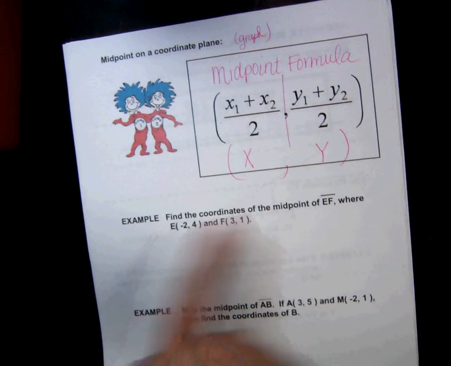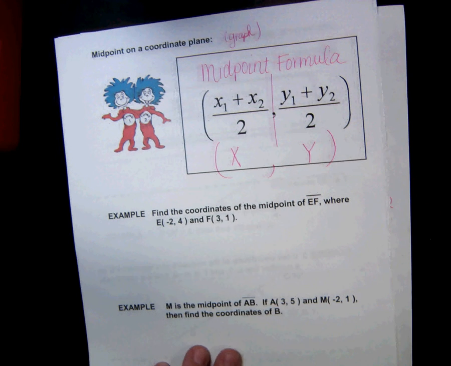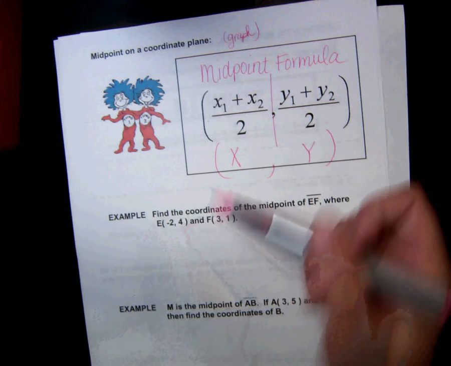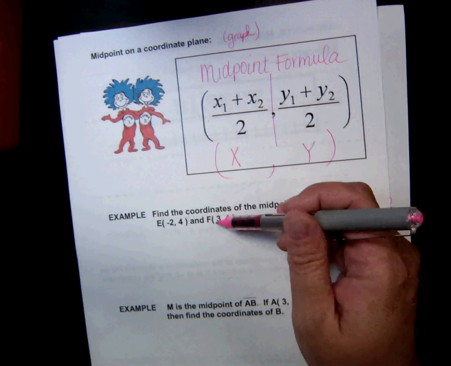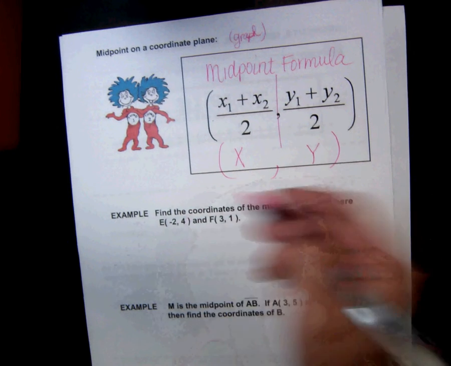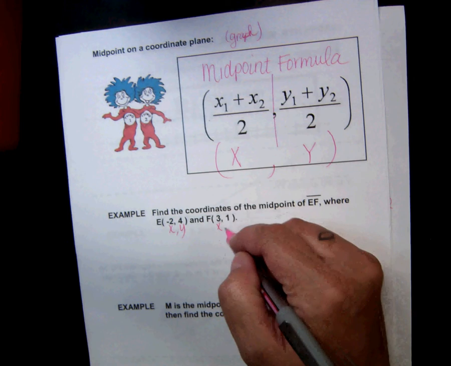So let's look at our first problem. It says, find the coordinates of the midpoint of segment EF, where E is (-2, 4) and F is (3, 1). Okay, and we know that these are our coordinates. This is our x and this is our y.